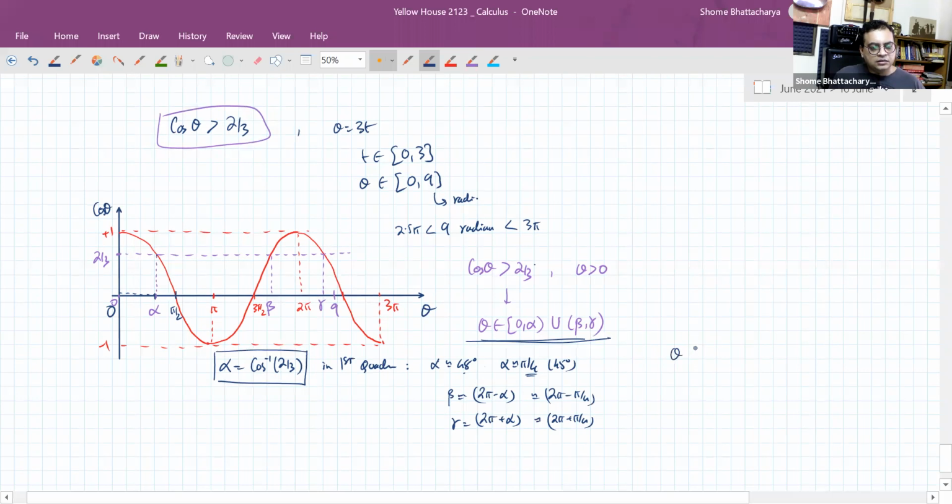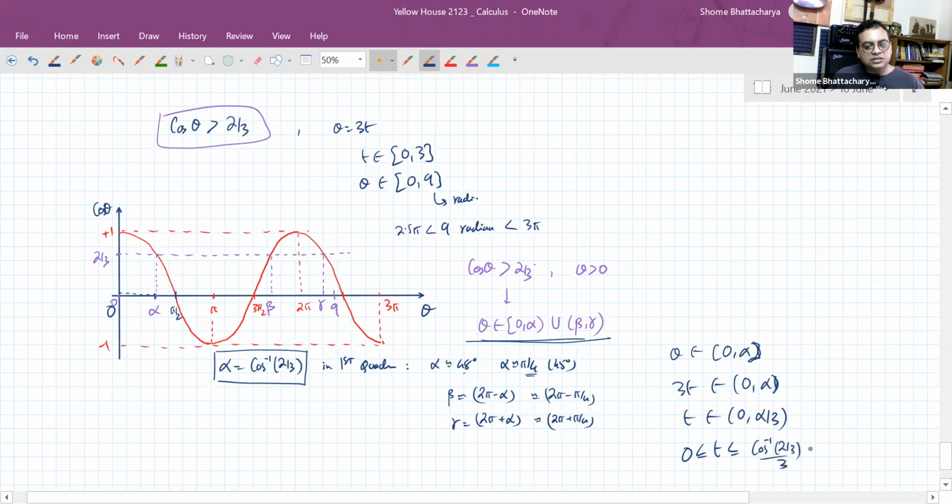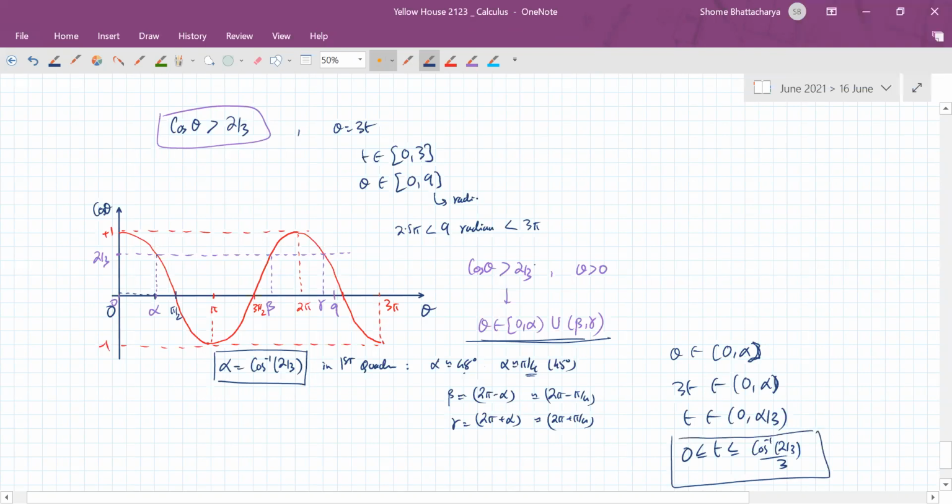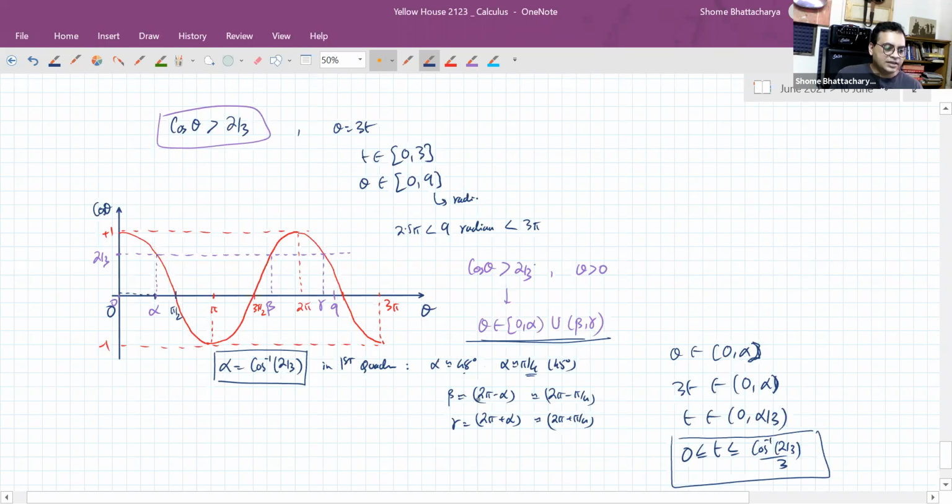So for example, if theta belongs to 0 to alpha, that means 3t belongs to 0 to alpha. Okay. So that means t belongs to the interval 0 to alpha by 3. So basically t is greater than or equal to 0, less than or equal to, now alpha was cos inverse 2 by 3, one third of that. So it is nearly pi by 12 because cos inverse 2 by 3 is nearly pi by 4. So that is giving you the first part of the domain where your V is positive. And the next part of the domain is between beta and gamma. And again, beta and gamma are like this. Beta is 2 pi minus alpha and gamma is 2 pi plus alpha. Okay, is this clear?